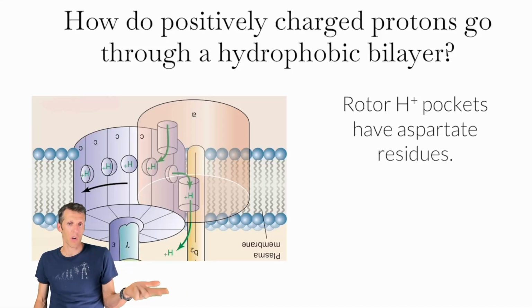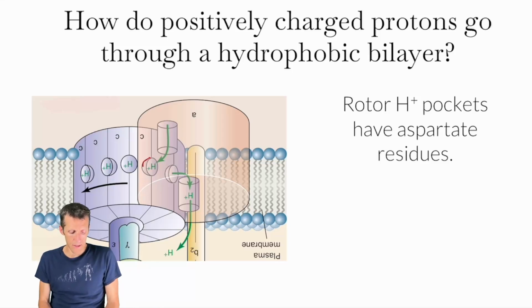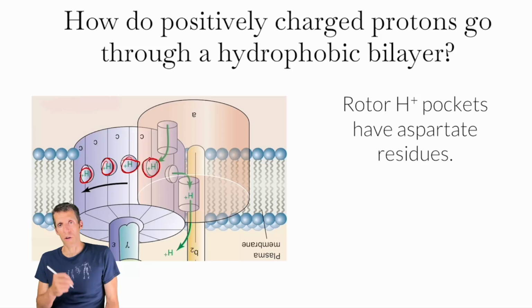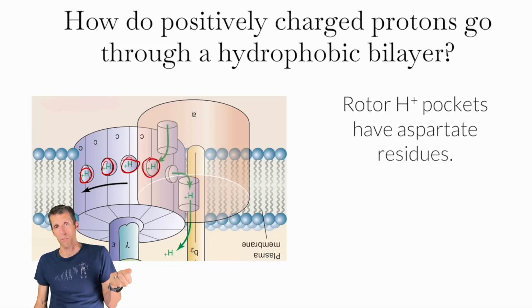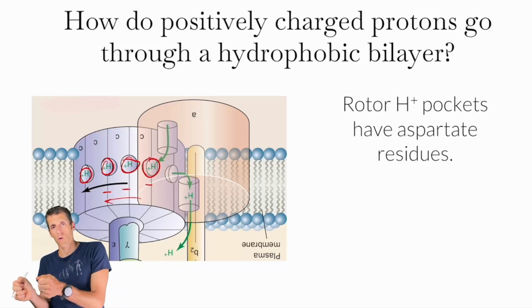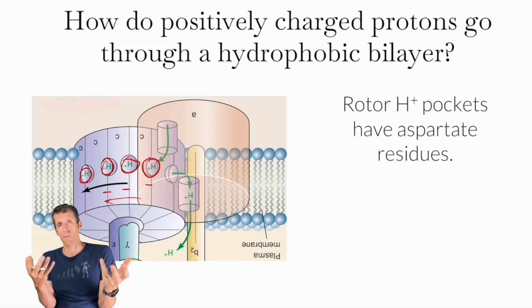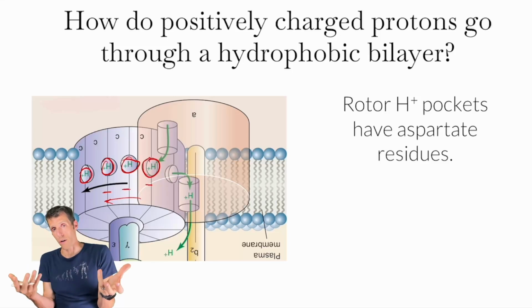Second, how does a positively charged proton go through a hydrophobic bilayer? Well, it turns out that these rotors have a bunch of negatively charged aspartates in hydrophobic pockets. And what that means is that if this thing were to sweep to the left, a negatively charged residue would be stuck into a hydrophobic environment. That's energetically unfavorable because you're losing all of the contacts between that negatively charged thing and, say, water. And so energetically, that's not going to happen very often.